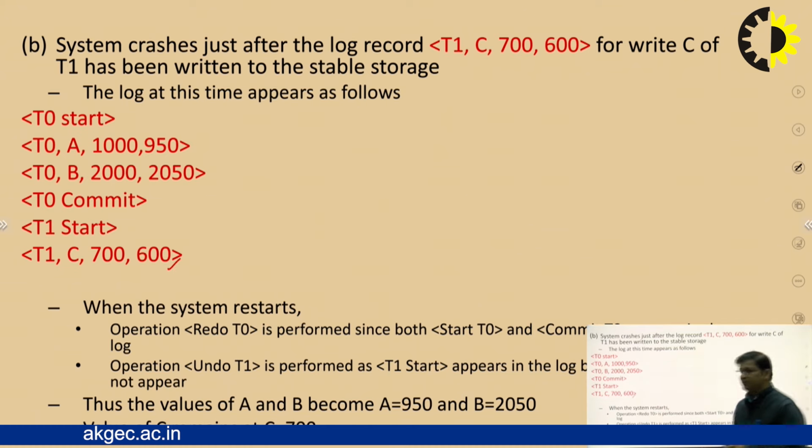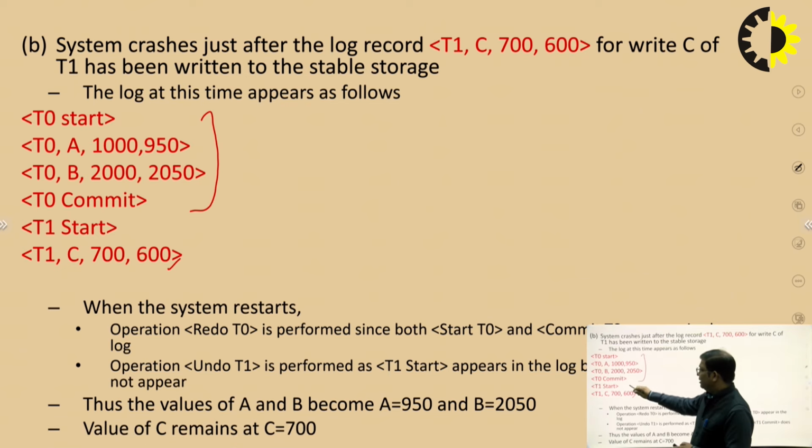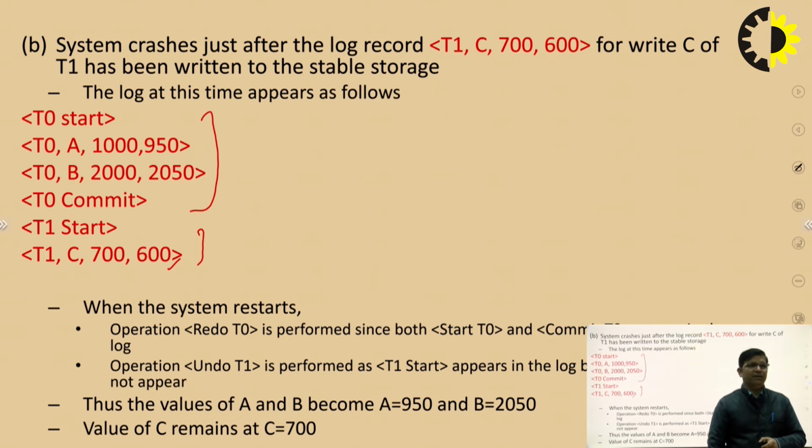In the second case, when the transaction fails at this point, then redo this transaction T0 and undo T1, because there is no commit operation in T1. So redo the transaction T0 and undo T1, so that the new values of A and B are reflected in your database, but the older value of C is reflected because there is no commit command for T1.